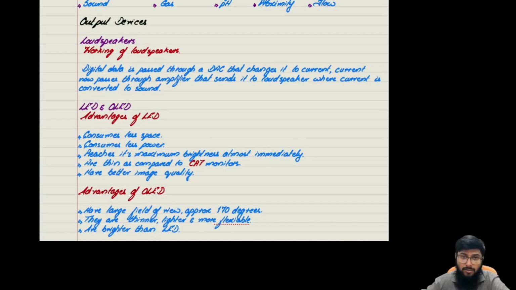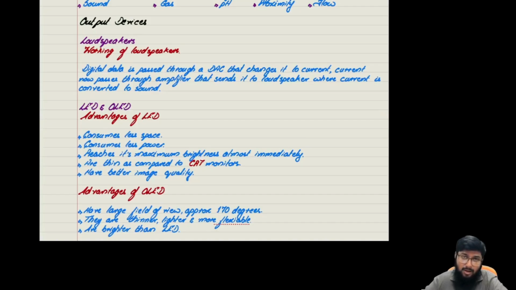Now how is that sound produced? The microprocessor processes that data. Once that data has been processed, it's in the digital format, because a microprocessor can only understand the digital format. That digital format passes through a DAC, a digital to analog converter, so the data is converted into the analog format, and it changes to the current, that means electronic format.